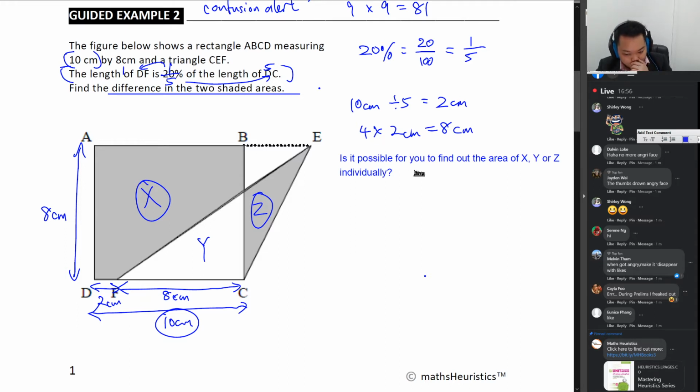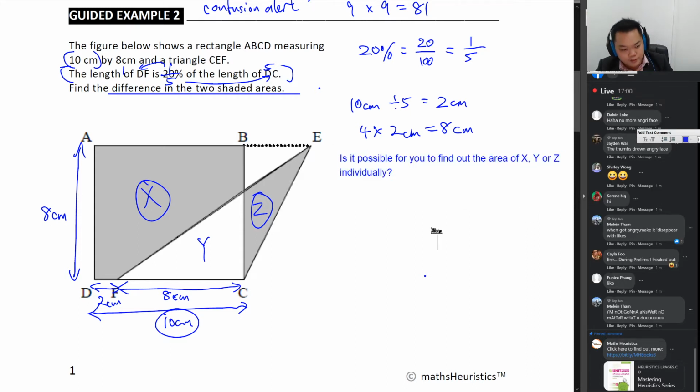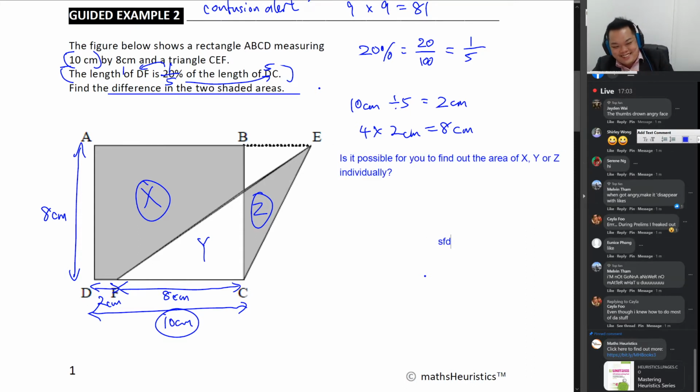Okay, is it possible for you to find out the area of X, Y, or Z individually? Hey Melvin, don't do this here.